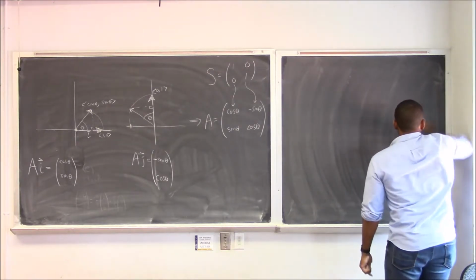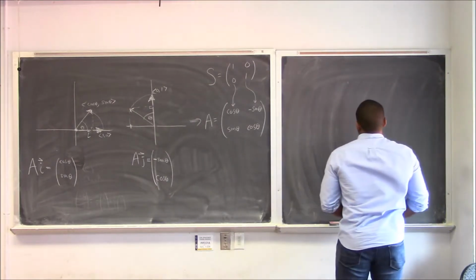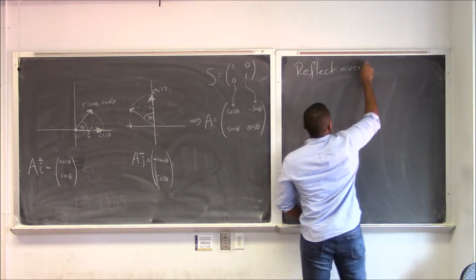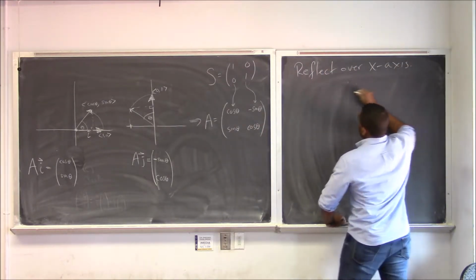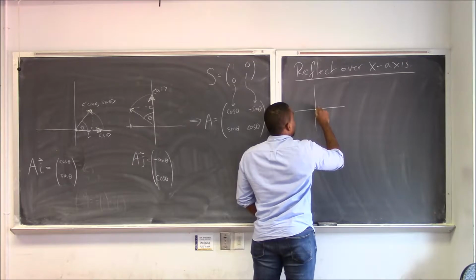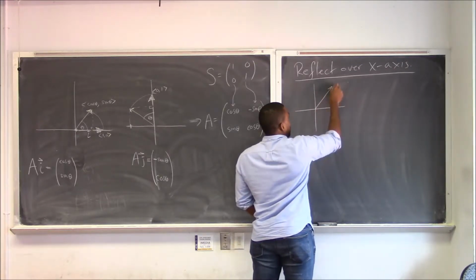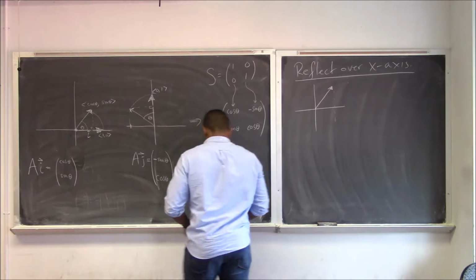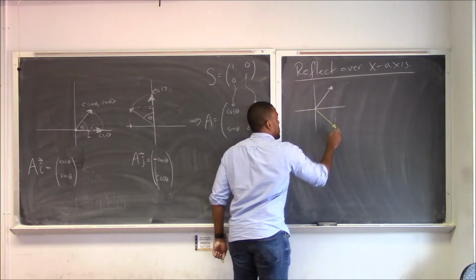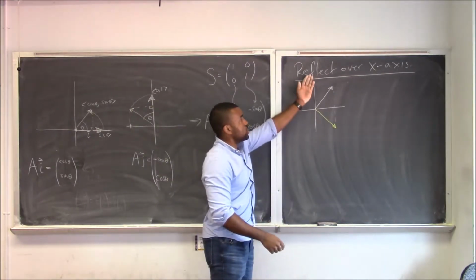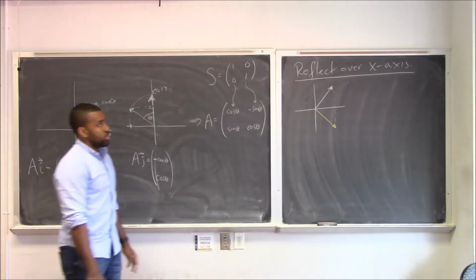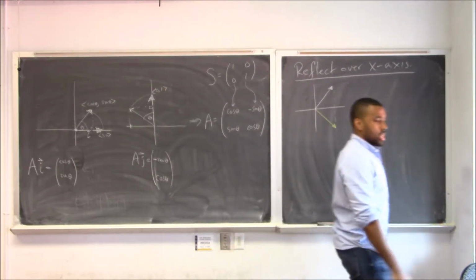Let's do another example. Maybe you guys tell me how to do this one. Reflect over the x-axis. In other words, if I have this vector here, I want to move it to this vector here. So I want to find some sort of transformation that takes any vector and just flips it in the x-axis. This is reflection over the x-axis. Can you tell me a matrix that will do that in R2?